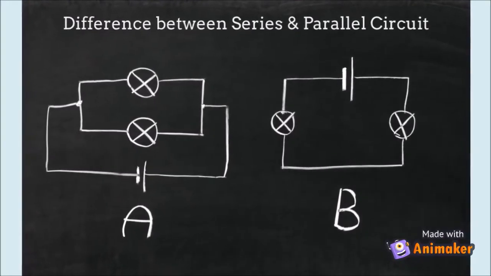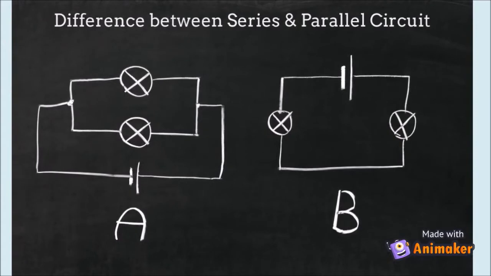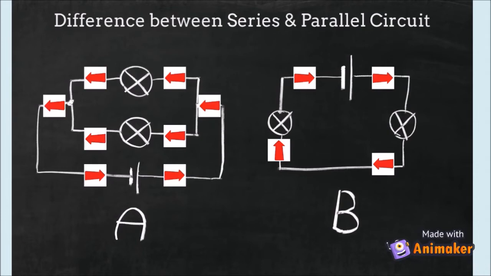Now, let us take a look at the difference between series and parallel circuits. For A, it is a parallel circuit. In a parallel circuit, the same terminals of both devices are connected together. Meanwhile, for B, it is a series circuit. Well, a series circuit is made by connecting the end of one device to the beginning of another.